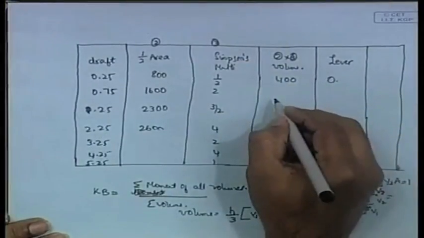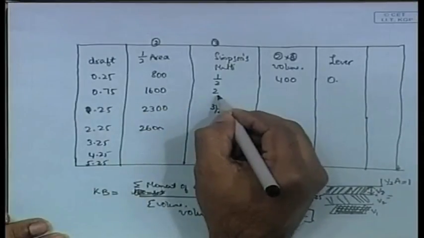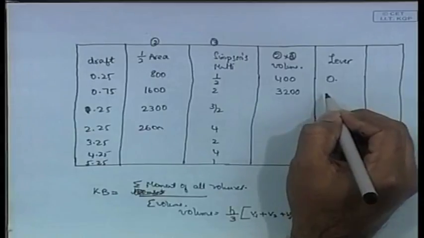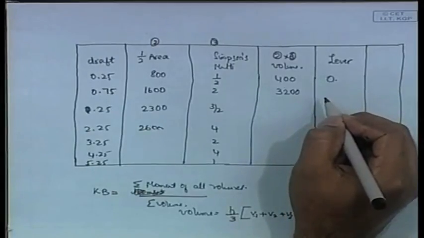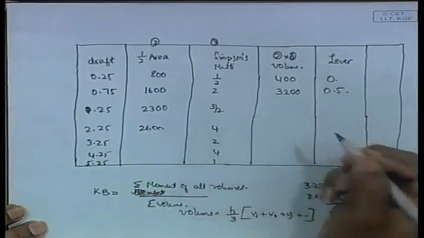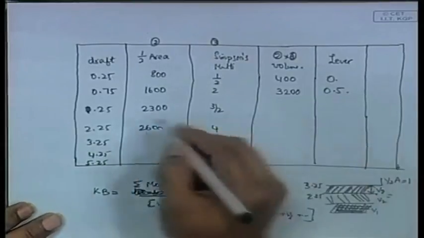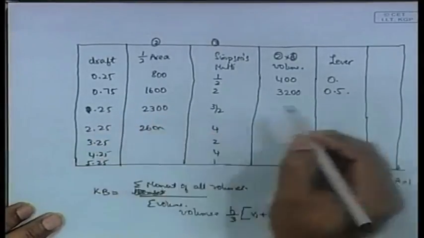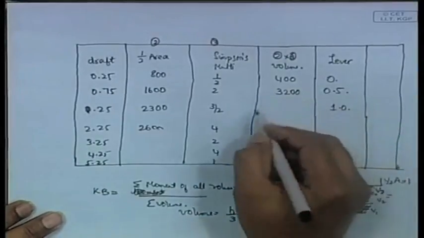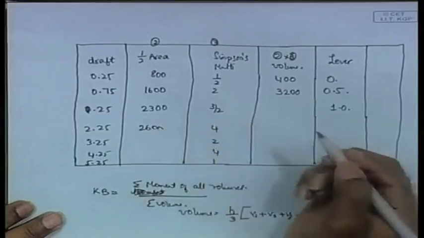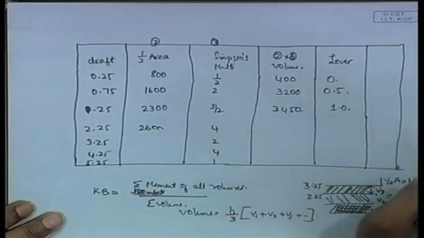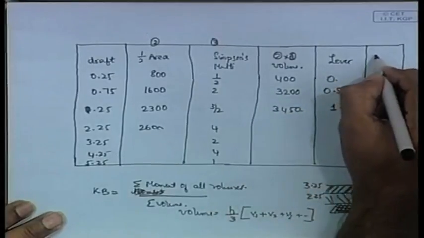Okay, the next one is 1,600 multiplied by 2, so this becomes 3,200, and it is between 0.25 and 0.75. Let's take the middle, that is the position of that volume, which is 0.5. So 0.5. The next one is between 0.75 and 1.25. That is 1. Is there a confusion here? Is it okay? Okay. And this will be 2,300 into 3 by 2. Whatever it becomes, 3,450. So this will give you the lever.